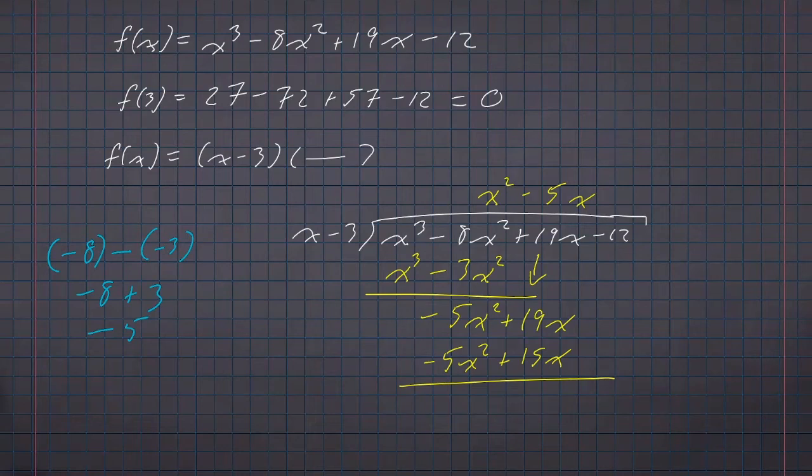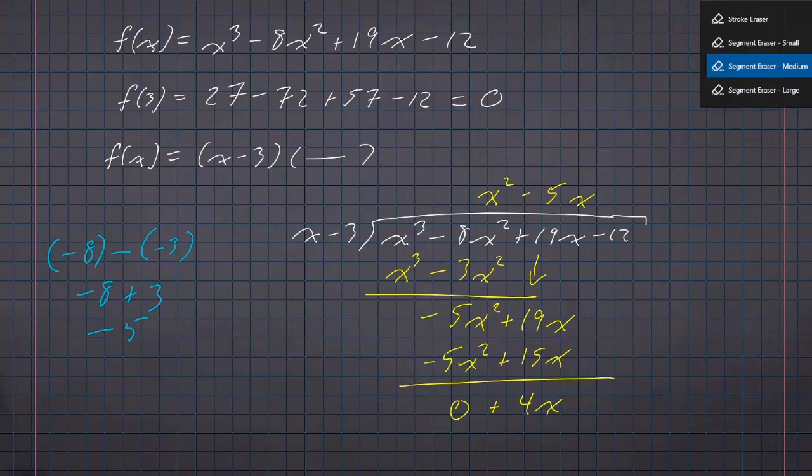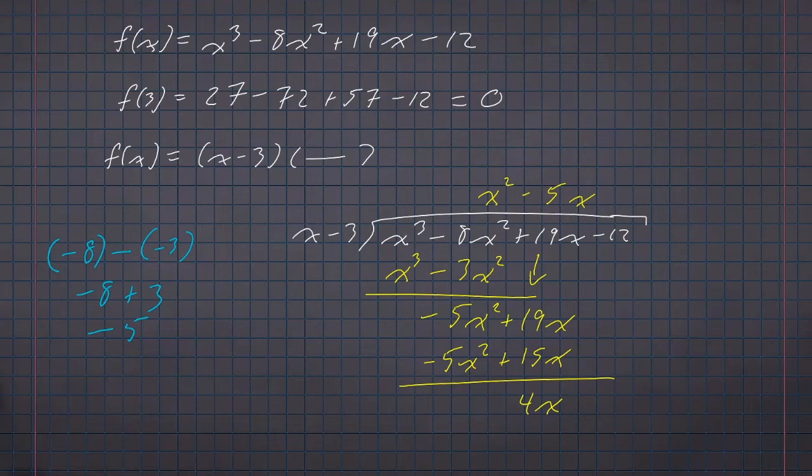Negative 5x squared minus negative 5x squared is 0. 19x minus 15x is 4x. All right, that lead term has to be 0, but we're not going to write it down because it's just going to get in the way. We'll just write down that we have a 4x here. And then we drop down the last term, which is minus 12.